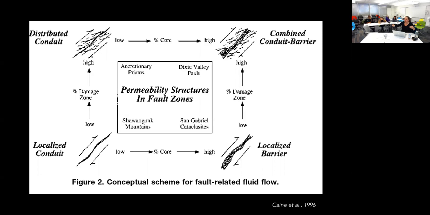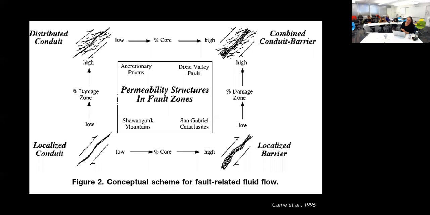But fluids trying to move across or into the fault would hit a low permeability damage zone. So that would create a barrier. And then the last one, the localized conduit, would be a place where you have low permeability in the core and low in the damage zone.